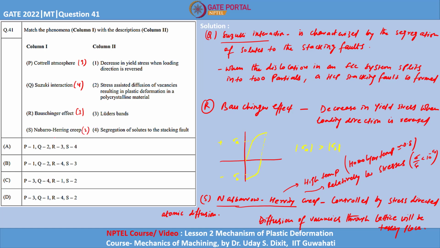So the right option for S will be 2. So if you see the options, for P it is 3, Q it is 4, R it is 1, and S it is 2. So option C is the correct match of column 1 to column 2.